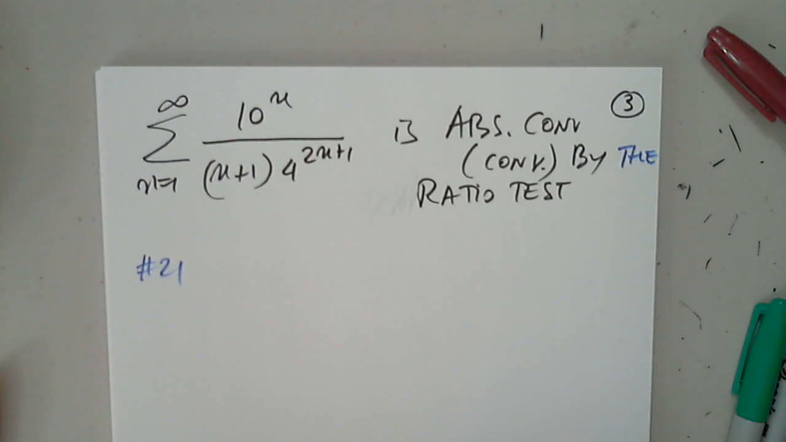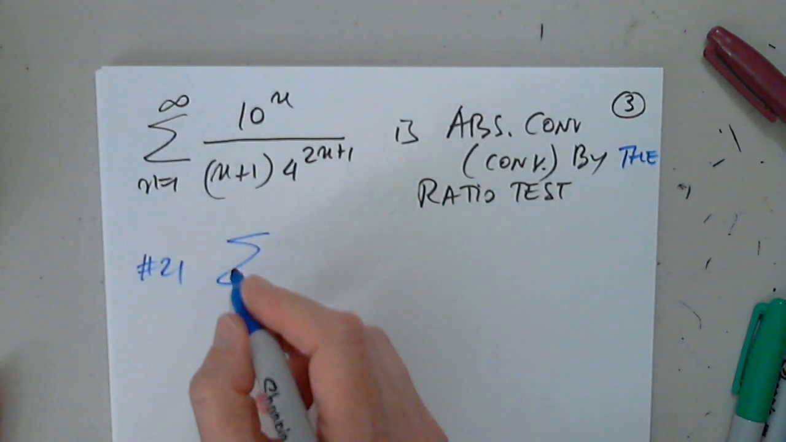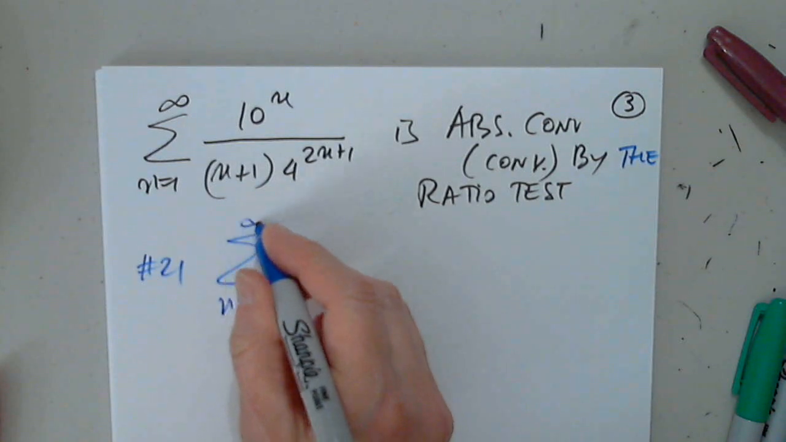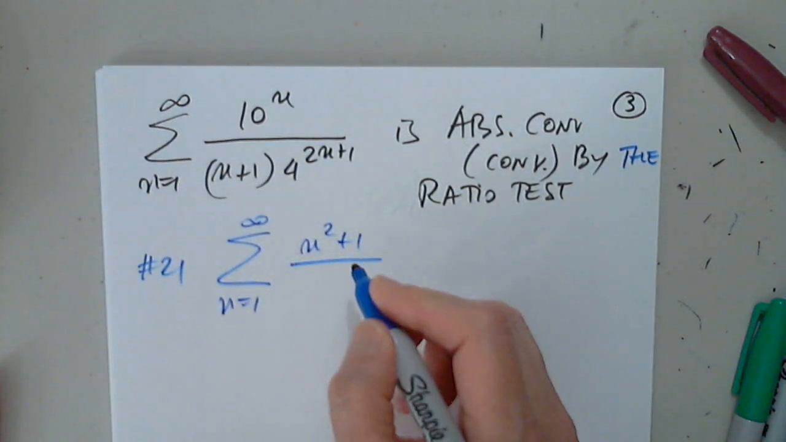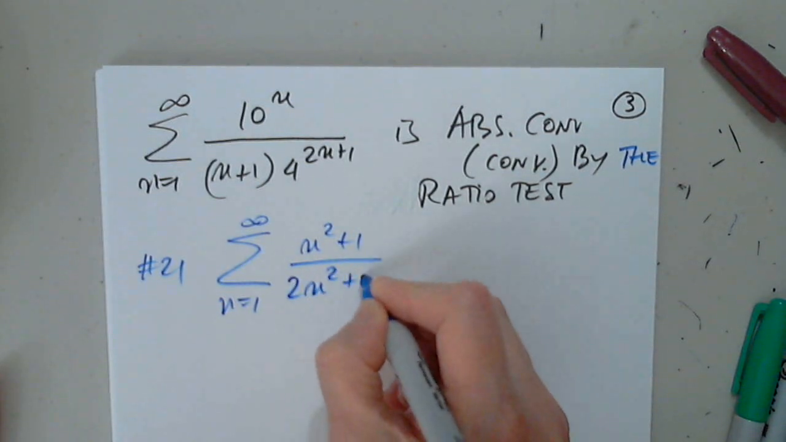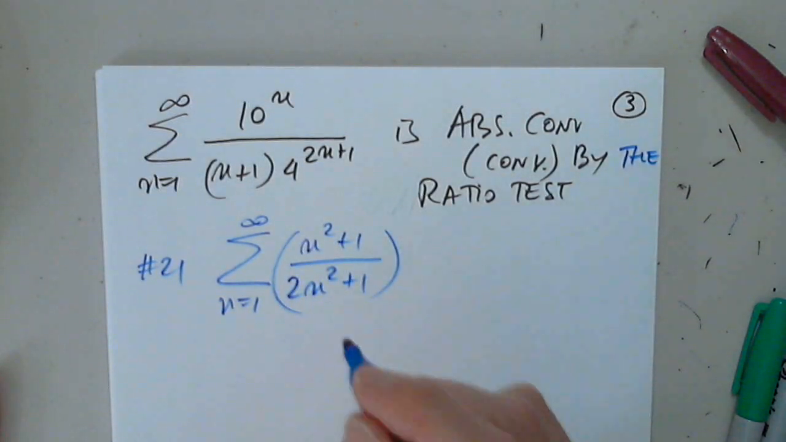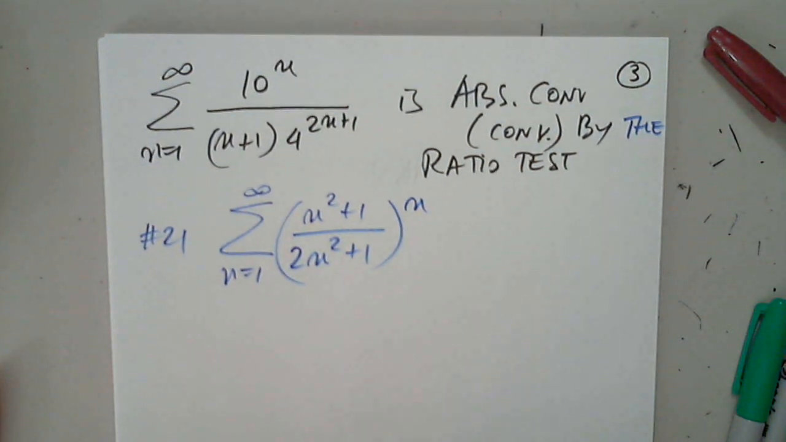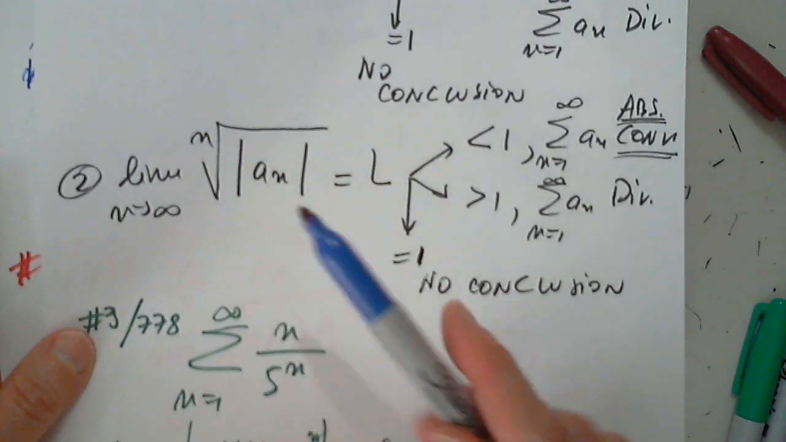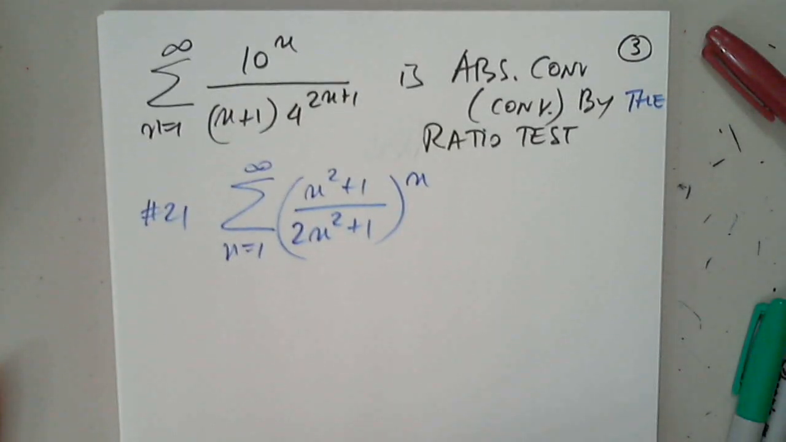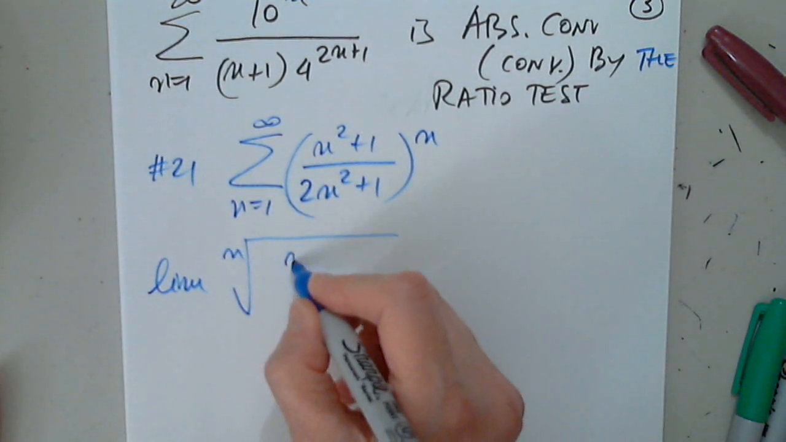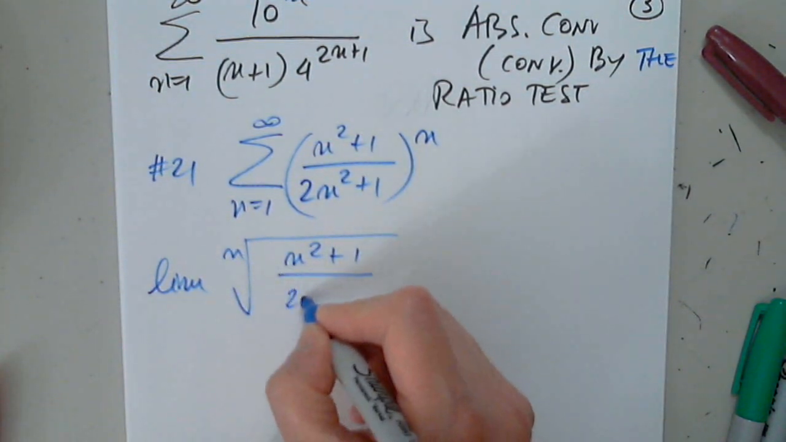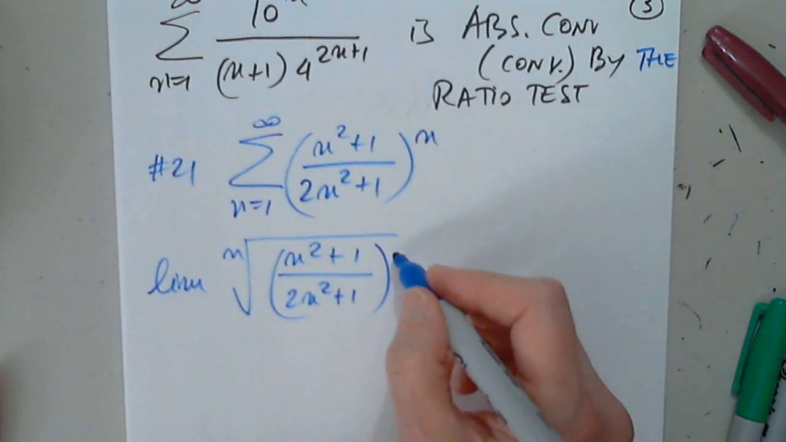In 21, we have the series from n equals 1 to infinity of (n squared plus 1) divided by (2n squared plus 1), everything to the power n. Of course, we are going to think this time to apply the root test. So we are looking at the limit of the nth root of all this, (n squared plus 1 over 2n squared plus 1) to the nth power.